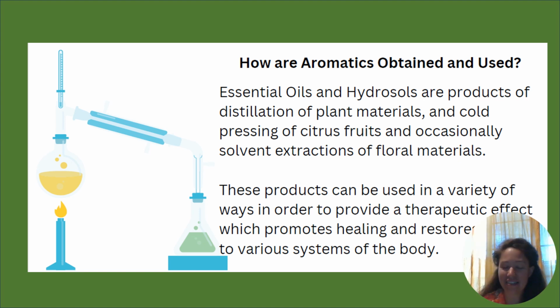Okay, you guys, so the last section on this first page is talking about how aromatics are obtained and used. We just talked quite a bit about how they're used, right? So let's talk about how they're obtained. Essential oils and hydrosols are products of distillation of plant materials. The most widely recognized aromatics are essential oils right now, and they're products of distillation of plant material and cold pressing of citrus fruits, okay?